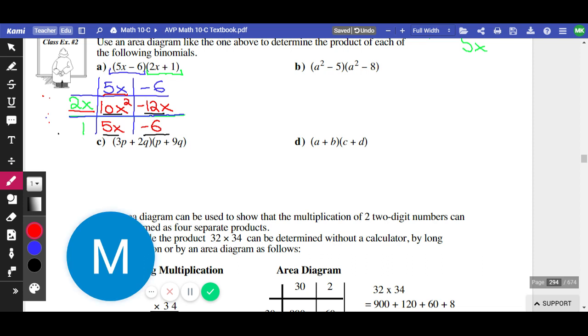You should end up with the middle being completely filled out. That is your solution. Okay, so I would write all 4 things out in a row. That means that my answer would be 10x squared minus 12x plus 5x minus 6.